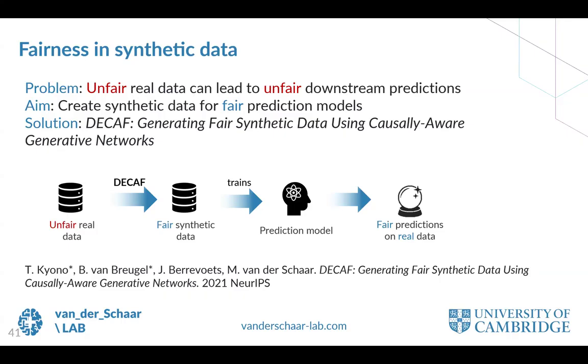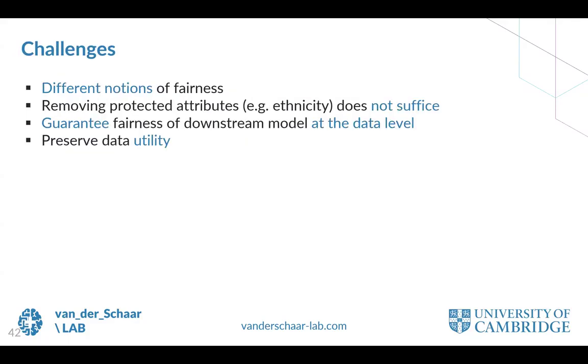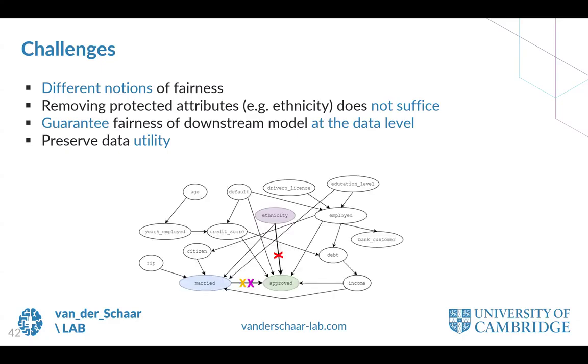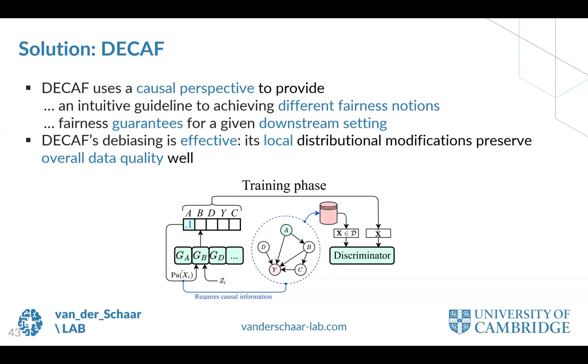One method that can generate fair synthetic data is called DECAF. And in order to build DECAF, first of all, we need to consider the notion of fairness. What type of algorithmic fairness measure do we want to care about? First of all, removing the protected attributes or sensitive attributes, such as ethnicity, does not guarantee the data becomes fair. And we also want to preserve data utility. And this prompts the authors of DECAF to look into the so-called causal fairness. So basically, causal fairness leverages a causal perspective and uses it as an intuitive guideline to achieve different notions of fairness and establish guarantees for fairness.